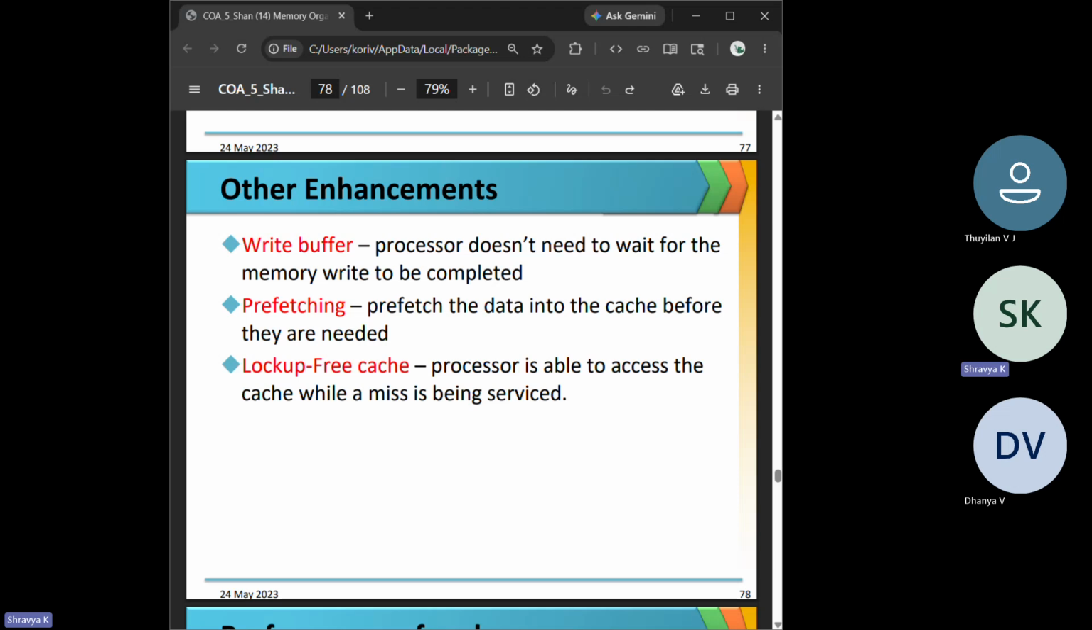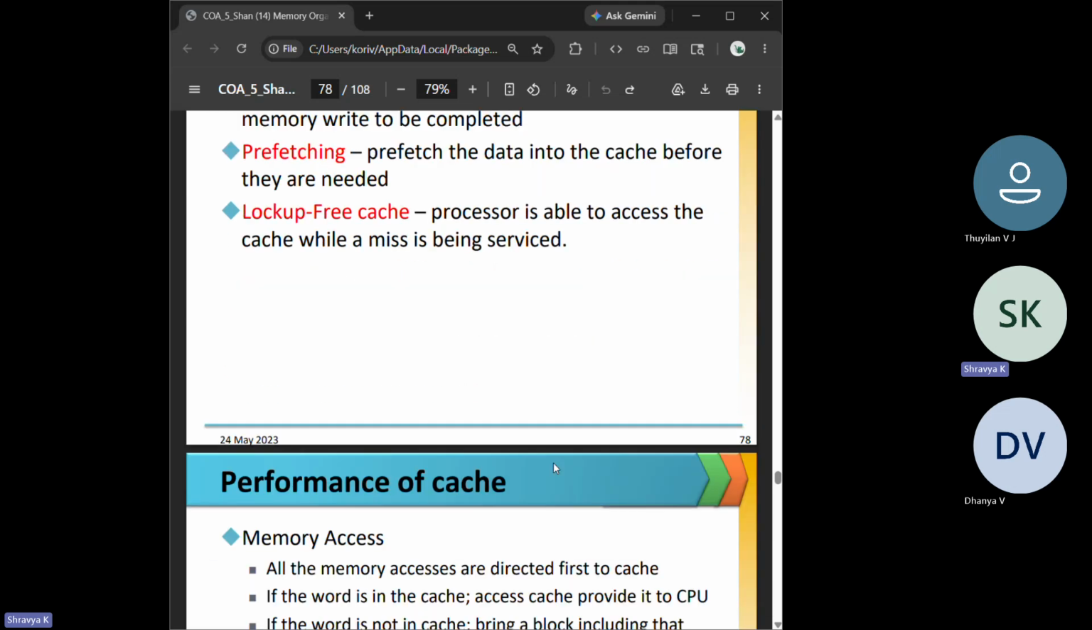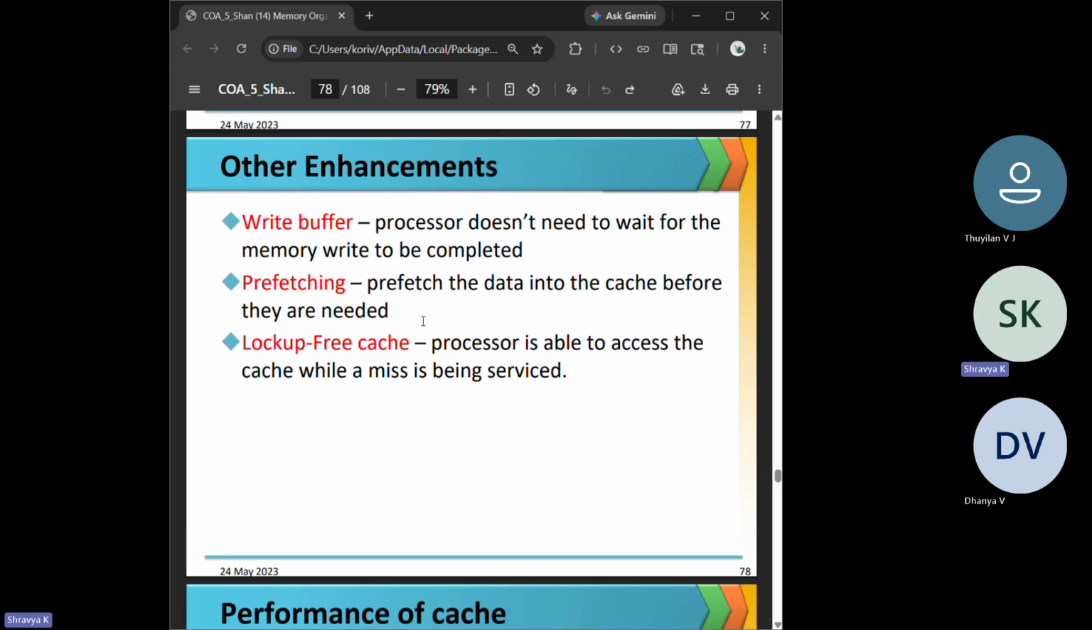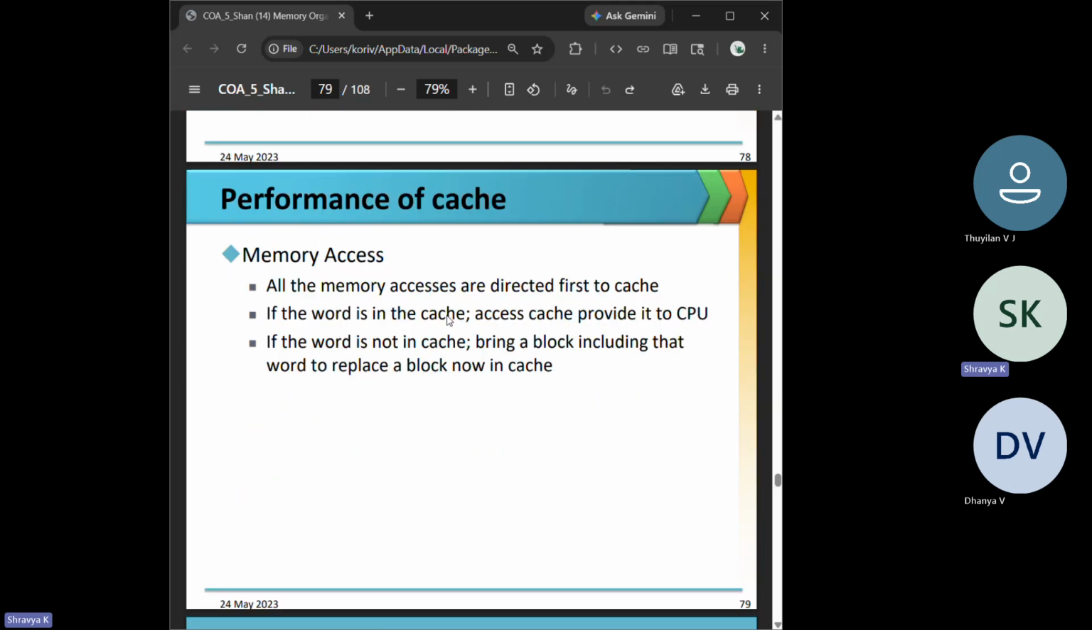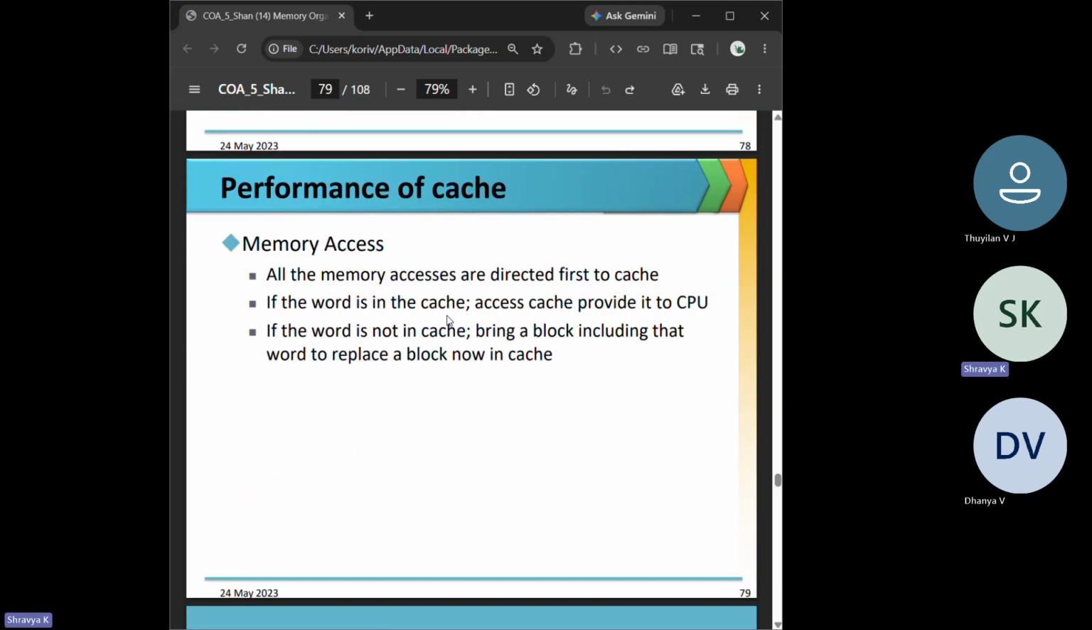So it's also called a non-blocking cache, where the cache just stays available for the processor even when a miss is being serviced, right? That is called a lockup-free cache, and these are some enhancements that can be done, right? So, the performance of a cache.